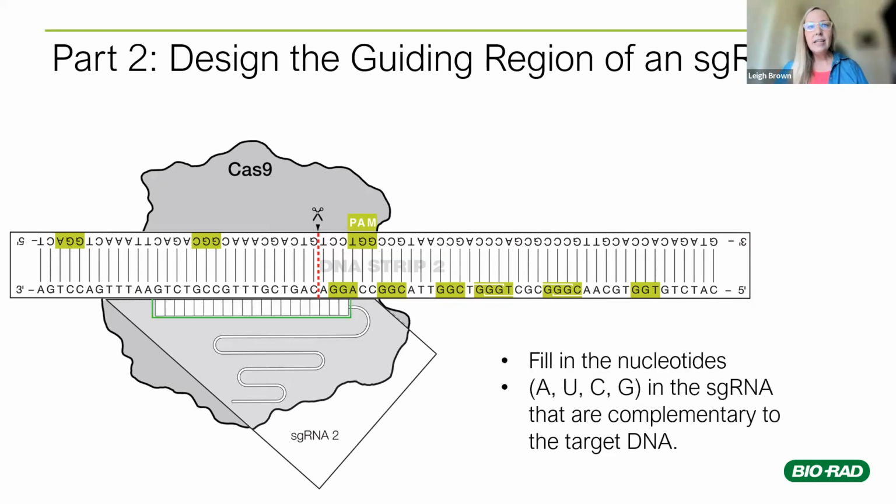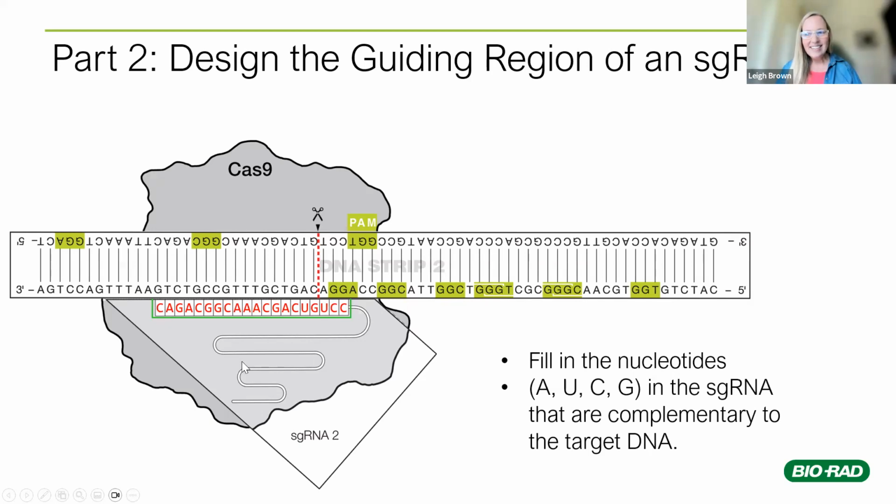Once they have that all lined up, they're going to just simply fill in the nucleotides on the single guide RNA. So A, U, C, and G. And they'll get something like that. Okay. Any questions on this? And again, you can see that these are going to match this complementary strand up here, right? So they can double check their work.